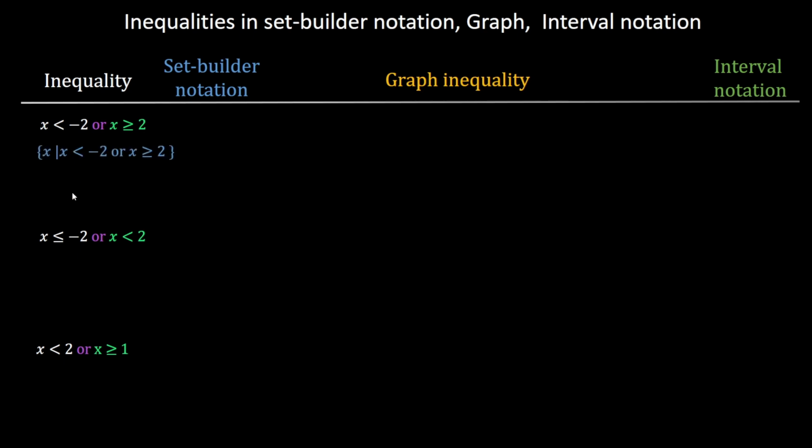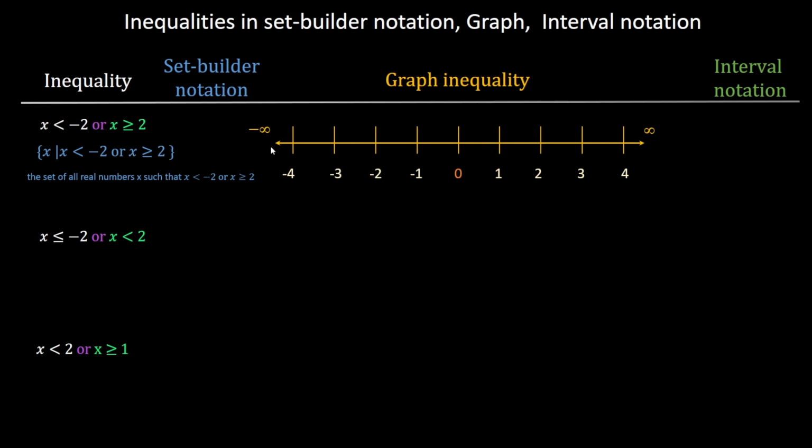Set builder notation looks like this, and we read it as: set of all real numbers x such that x less than minus 2 or x greater than or equal to 2. Now let's see how to graph this inequality. Since x less than minus 2 is not included in the solution, let's draw an open circle around minus 2. Now let's shade all the numbers less than minus 2, all the way to minus infinity, as the solution.